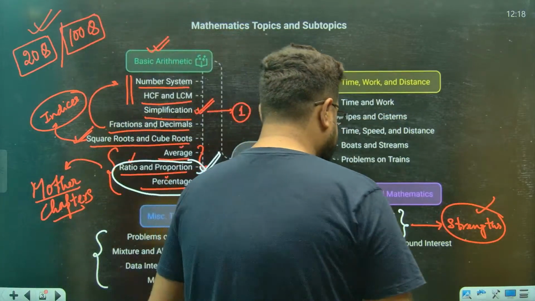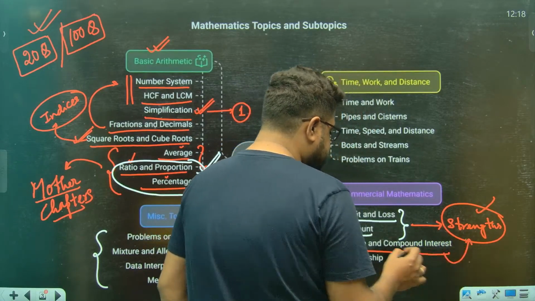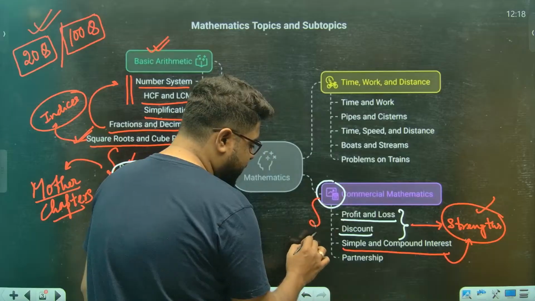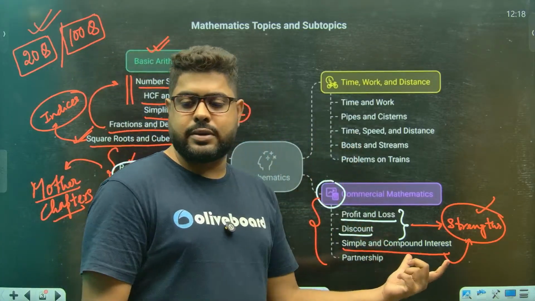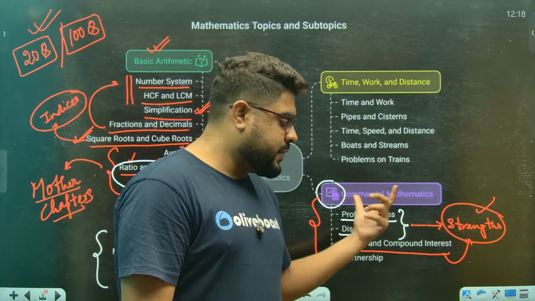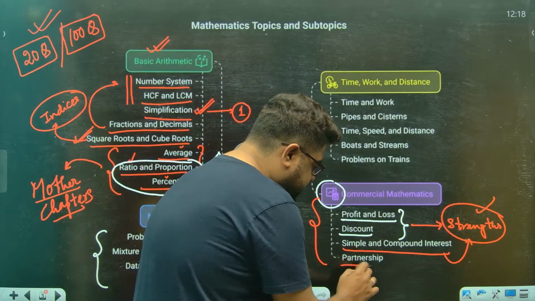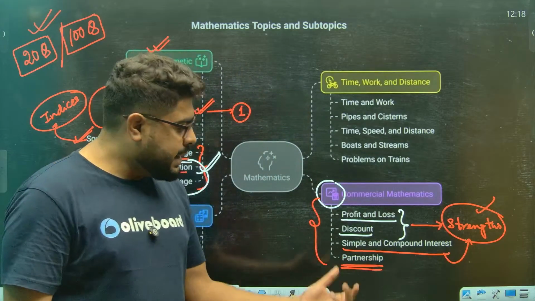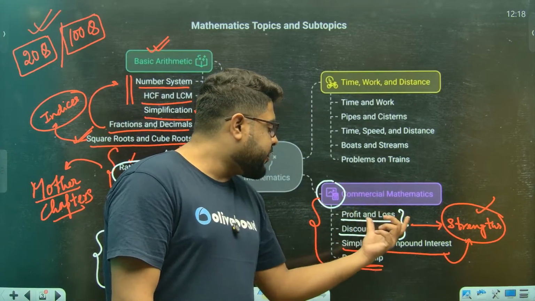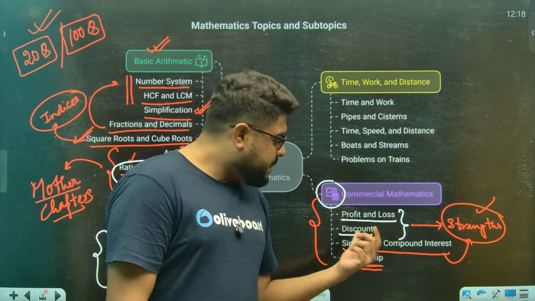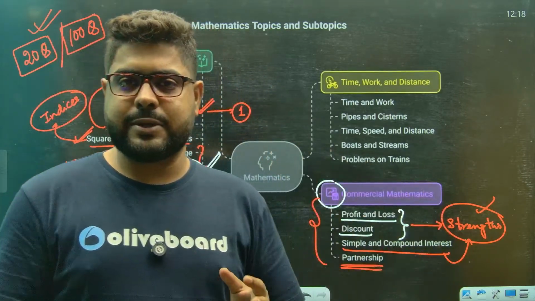Now, simple and compound interest, meaning the interest portion. If you ask me, marks wise this part of commercial mathematics is the most important. The most marks will be asked from this. And partnership is also very important. It is conceptually a little easier than profit loss, discount, or interest, but from the marks point of view it is equally important.